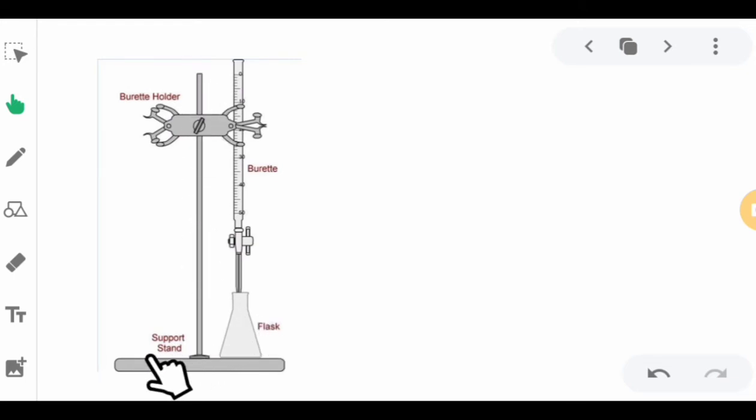Okay, this is the setup. You have here the support stand and the burette holder. This is the burette and this is the flask. To control the flow of the NaOH solution, you will be rotating the stopcock of the burette.